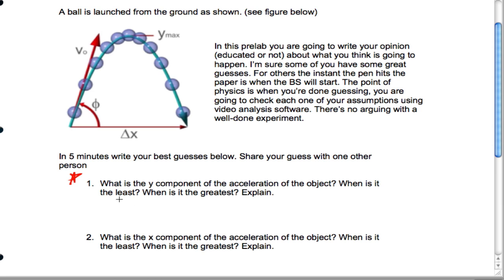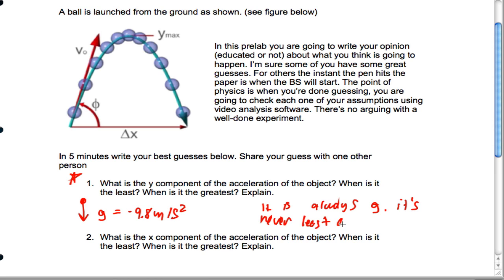I'm going to put a star here because you're going to see all kinds of variants on the exam, and I want to be very clear here. The acceleration on this object is g, which is negative 9.8 meters per second squared. And I want to be clear, it is always g. It's never least or greatest, because you always have gravity acting on the object in the y direction.